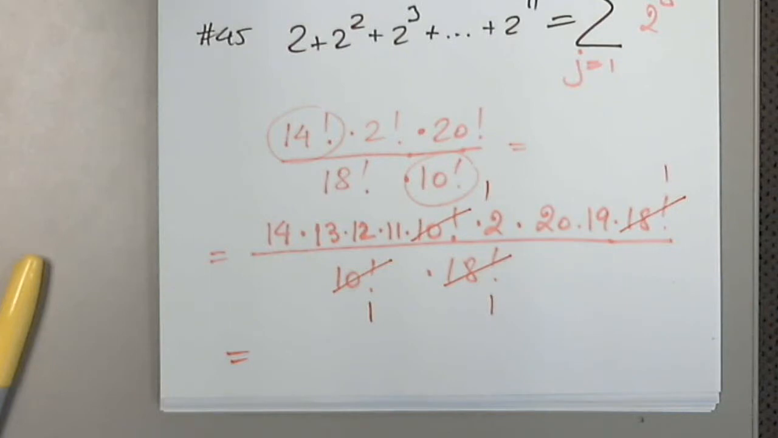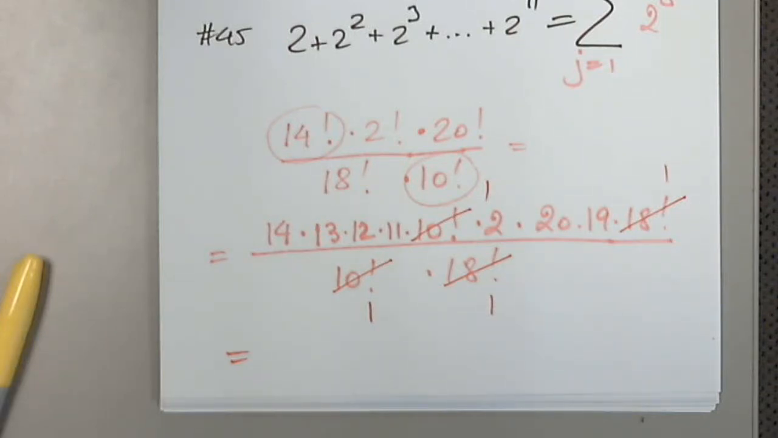So 14, 13, 12, 11. 14 times 13 times 12. 960,960. Yes, but times 2. Did you multiply by the whole thing? Times 2 and times 20 and times 19? Right. Yes? Times 18. 328 million. Huh. Neat. I got about twice that.